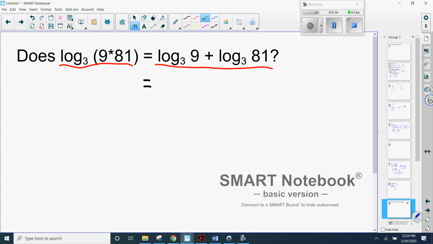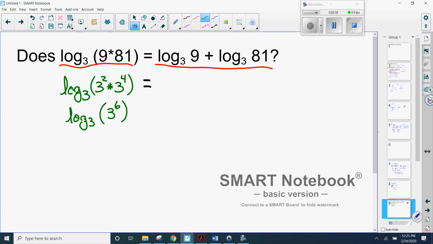I would hope nobody would say that 9 times 81 is 729 and then try to change that into a different base. Yeah, you had your calculators, you were looking at that sum. But why can't we just say this is going to be log base 3? What's 9 the same thing as? 3 to the second power. And 81 is the same thing as 3 to the fourth power. So this problem could be written as log base 3 of 3 to what power? To the 6. When you multiply like bases, you add the exponents.